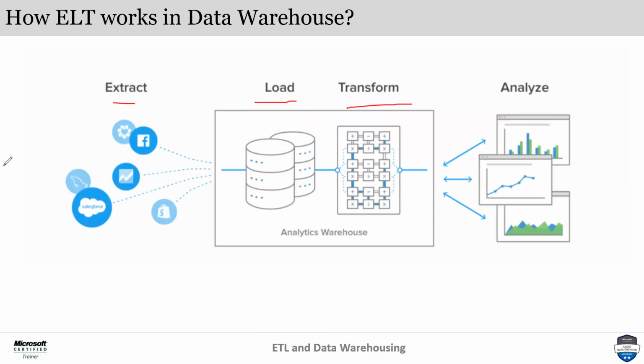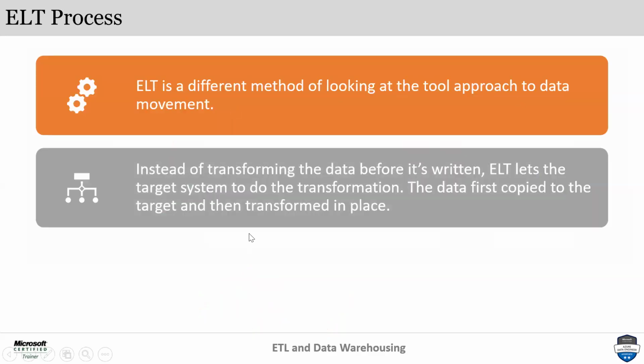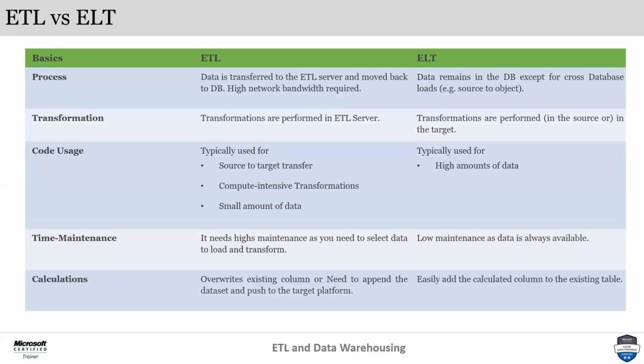Now let us talk about what exactly ETL and ELT are, and why they differ. ELT is an approach to data movement. Instead of transforming the data before it is written, ELT allows the target system to do the transformation, so the data is first copied into the target, then you do the transformation. Now you might face the question: what is the difference between ETL and ELT? If I summarize, ETL is usually used when the data volume is very small. ELT is used when you have a huge amount of data.